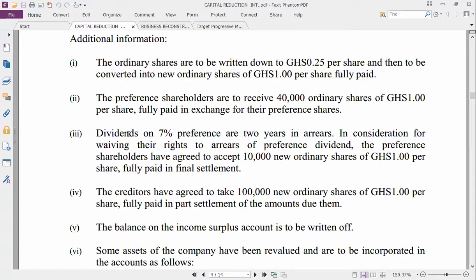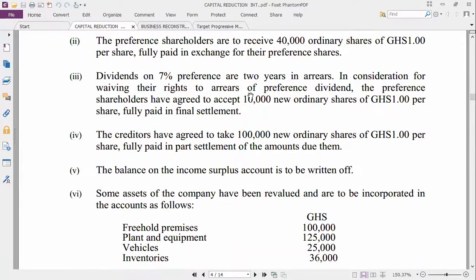We like the short method. So he said that anytime you use the shares to pay for dividend in arrears, first, get the total value of the shares you are giving out, which will be the 10,000 new shares at 1 Ghana cedi. So the value will be 10,000 by 1 cedi. That will give us 10,000 cedis. So this is how much you are giving them, irrespective of the dividend that you owe. And that is what we are interested in now.